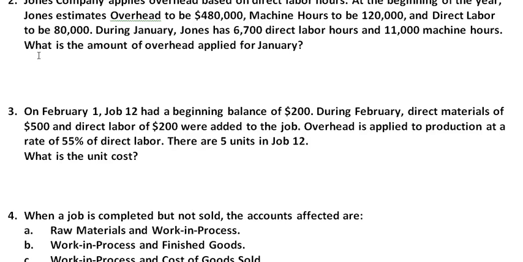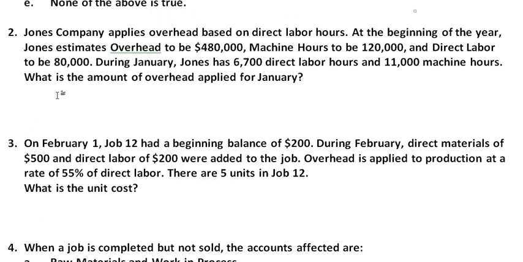Question number 2 says that the company applies overhead based on direct labor hours. So it's telling you what your cost driver is. At the beginning of the year, we estimate overhead to be 480,000. Machine hours are 120,000. Labor hours are 80,000. During January, the company has 6,700 direct labor hours and 11,000 machine hours. What's the amount of overhead applied for January?